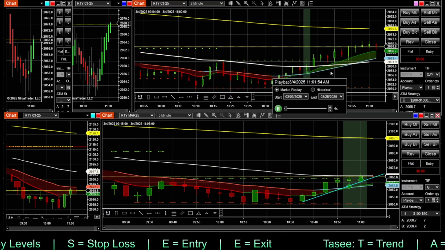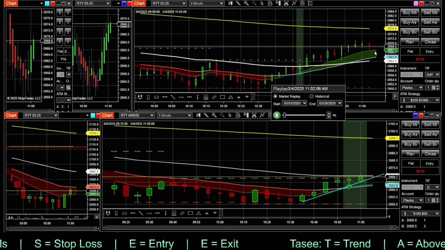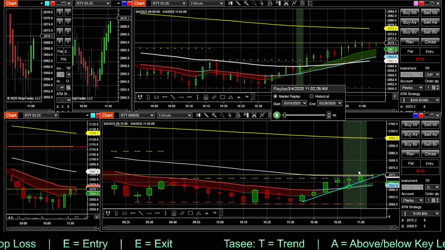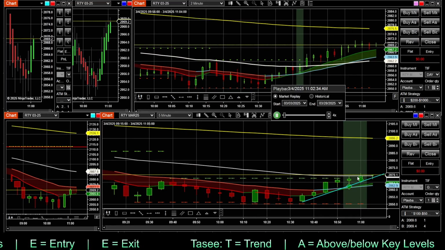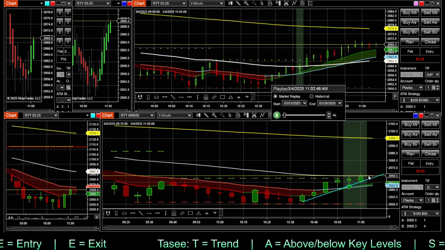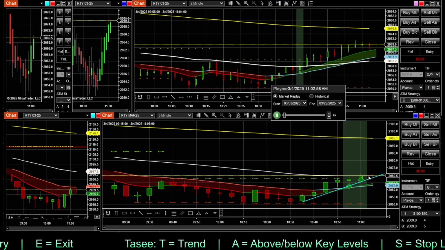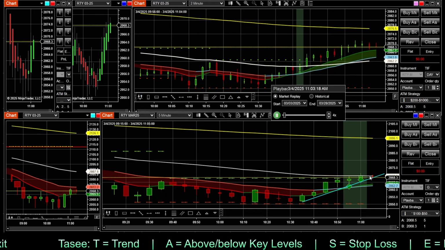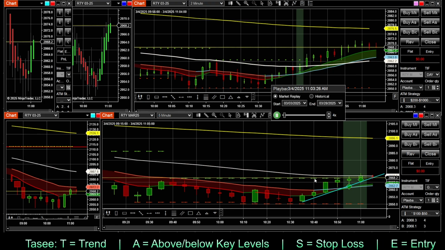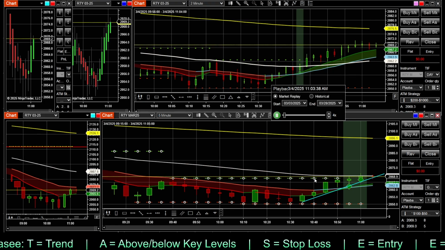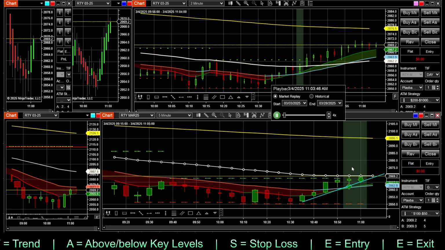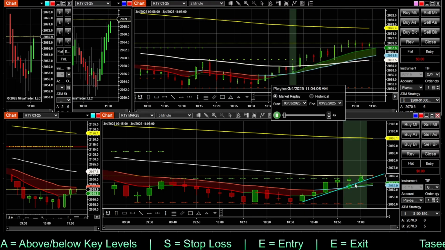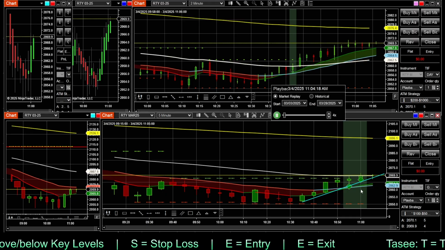So now notice the 2-minute has just tapped down to the cloud, but we want to make sure that we have the body of the candle, preferably on the entry, above the cloud. I mean, above the 50 EMA. So we have here a swing line, a 50 EMA, and we really would like to see a breakout of that swing line and price above the 50 EMA.